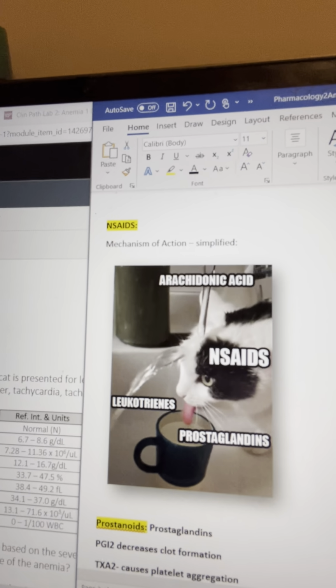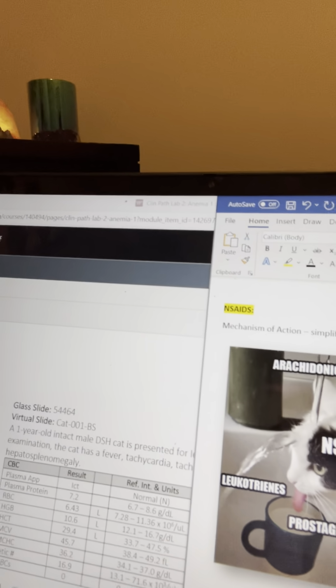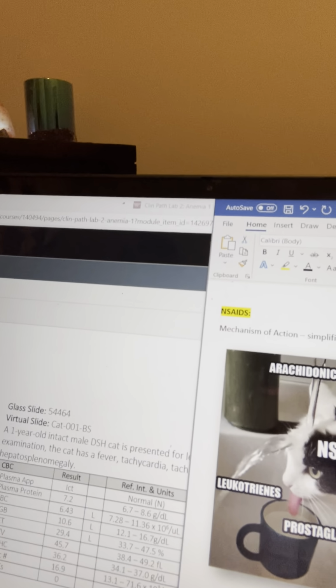So NSAIDs do work for our benefit. Steroids, of course, work better. However, they have many adverse effects. NSAIDs do as well, but not as bad as steroids. So NSAIDs, mechanism of action simplified. She showed us this picture here, what I thought was funny. So everything I just explained. You have the arachidonic acid, and then you have the NSAID, but it only blocks the prostaglandins, not the leukotrienes.